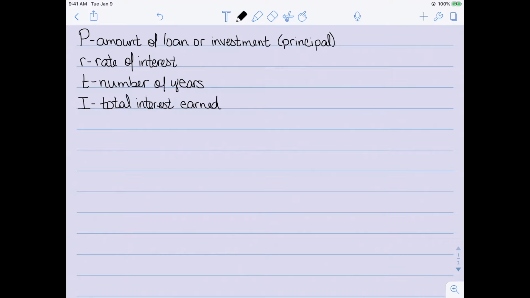So then, in order to solve these problems, we need to know our simple interest formula. And it states that I is equal to PRT. So the amount of interest comes from multiplying your principal by your interest rate as a decimal times the amount of years. So let's look at a few examples of this.